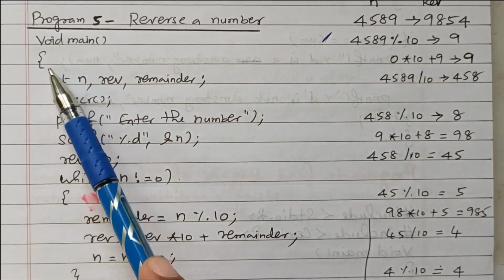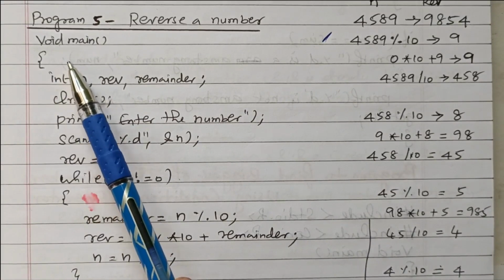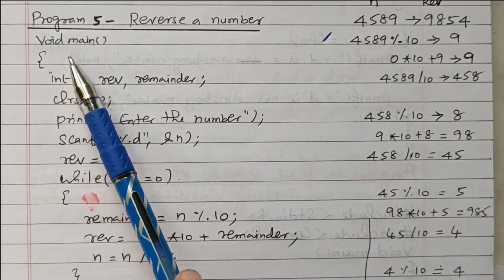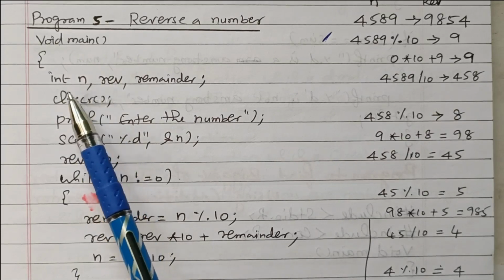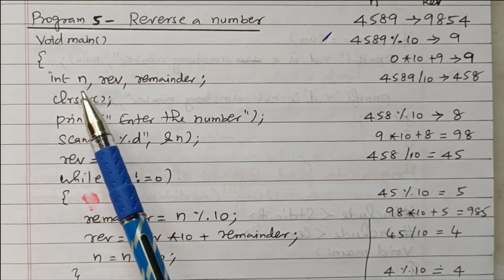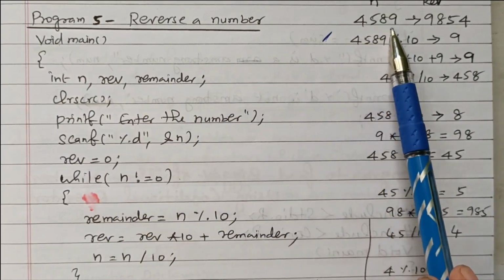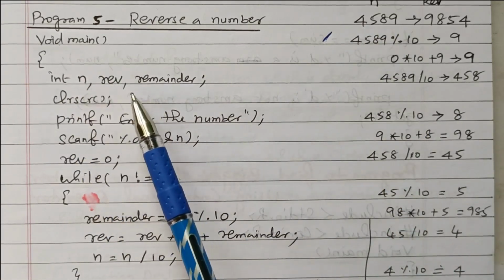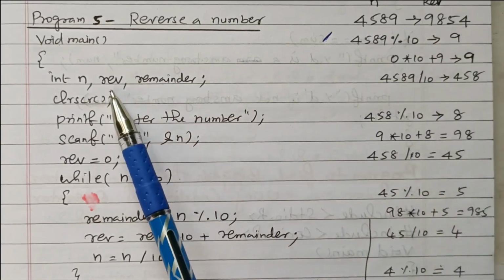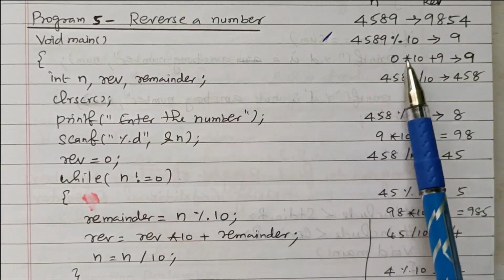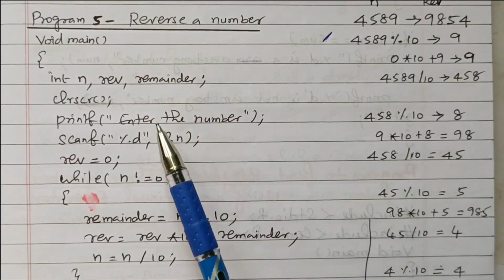So the main program, void main. Include the header files, you can include as default stdio.h, conio.h. Then integer n, the variable declaration. This is the given number. This is the reversed number. 4589 is the n. We need to find the reverse number, 9854. We have one remainder value, so we have one more variable, remainder.